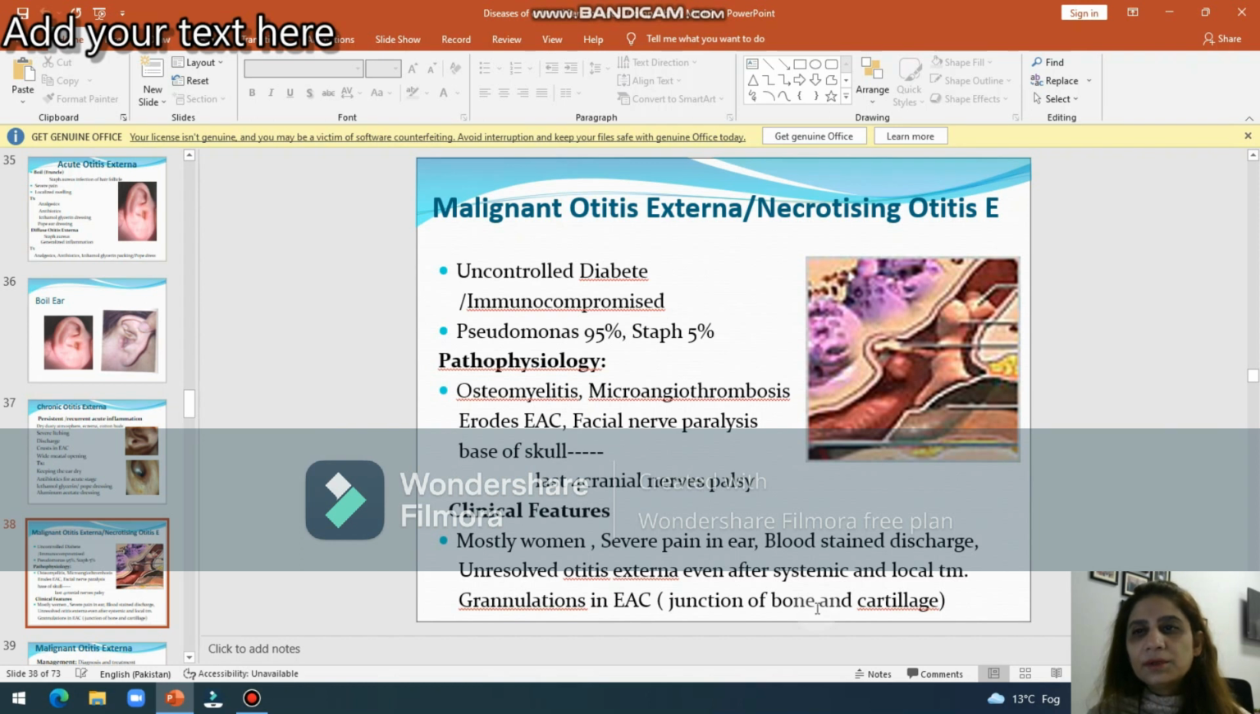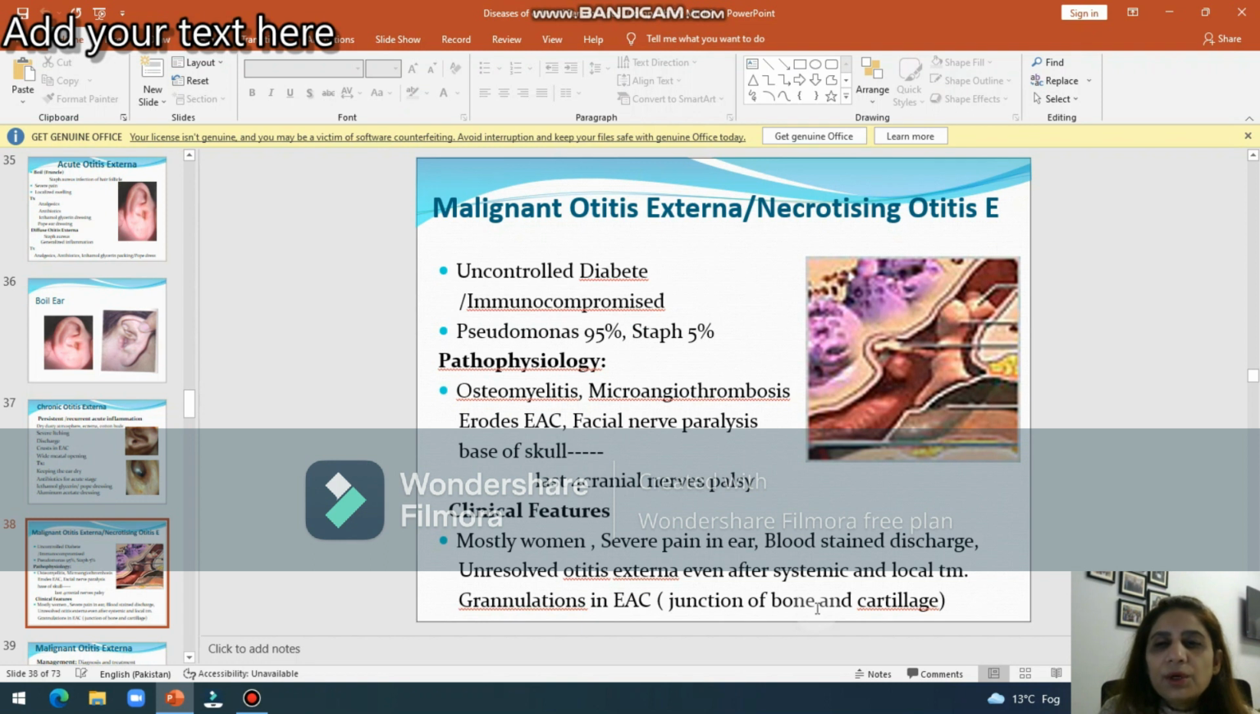Malignant otitis externa, that is also called necrotizing otitis externa, is usually seen in immunocompromised patients, the most common immunocompromised disease being diabetes, and patients on chemotherapy. So in 95% of the cases, the pathogen is Pseudomonas, and in 5% it is Staph aureus. Pathophysiology of the disease is that it causes osteomyelitis of the bone. Osteomyelitis of the external auditory canal will damage the posterior meatal wall and it can damage the facial nerve.